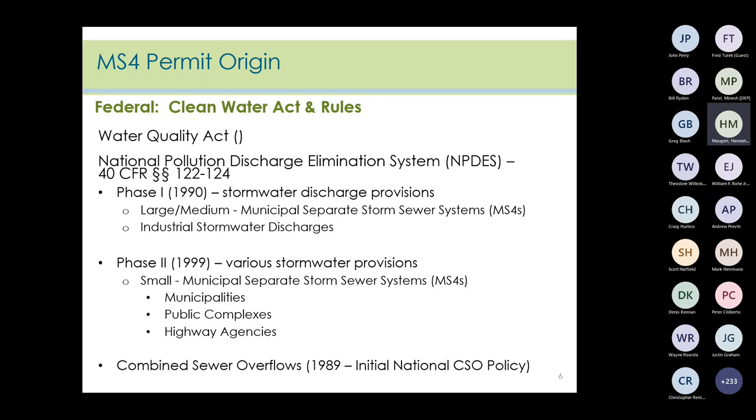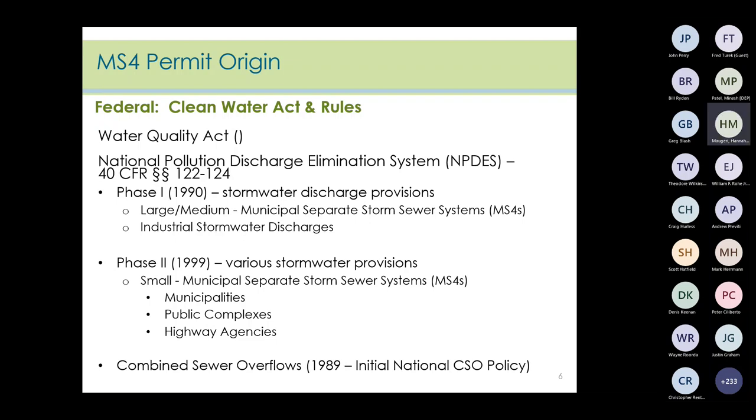In November of 1990, the EPA published initial permit application requirements for certain categories of stormwater discharges, which was called Phase 1. Nearly a decade later, Phase 2 provisions were published and directly affected stormwater management for municipalities and public complexes, which include places such as large public colleges, prisons, hospital complexes, and military bases. Highway agencies include county, state, interstate, or federal government agencies that operate highways and other thoroughfares.